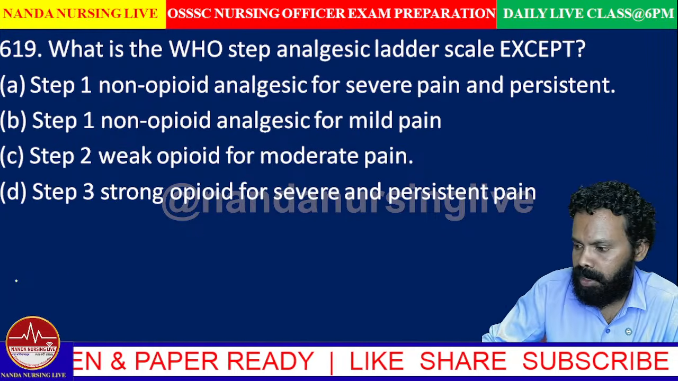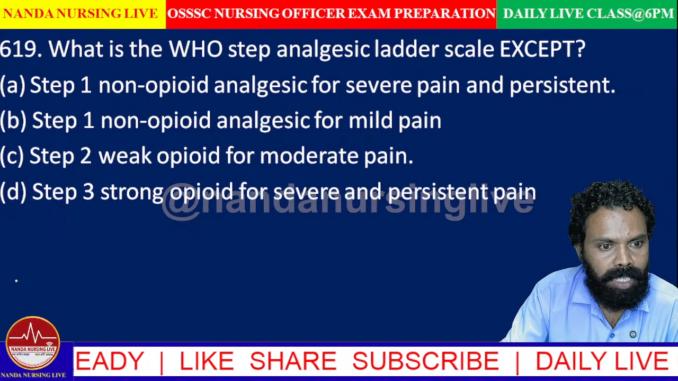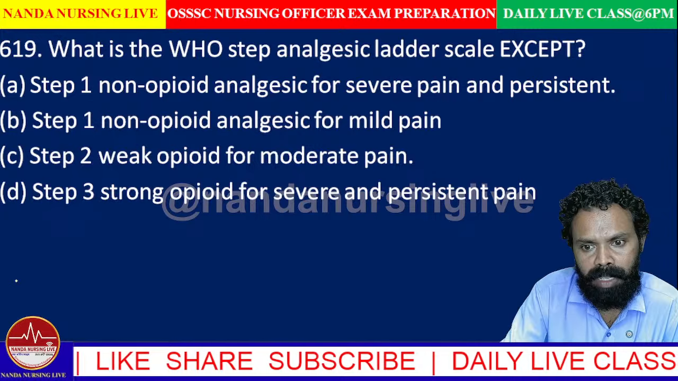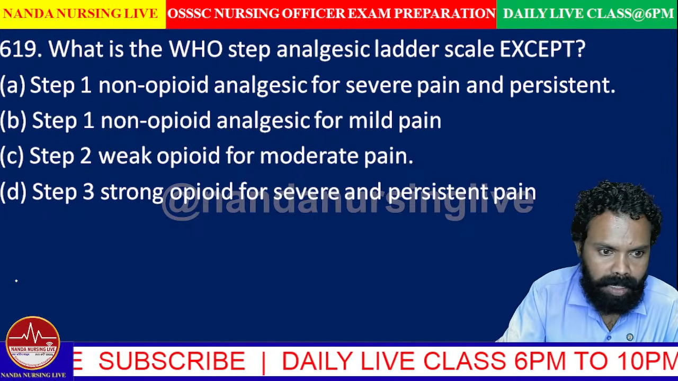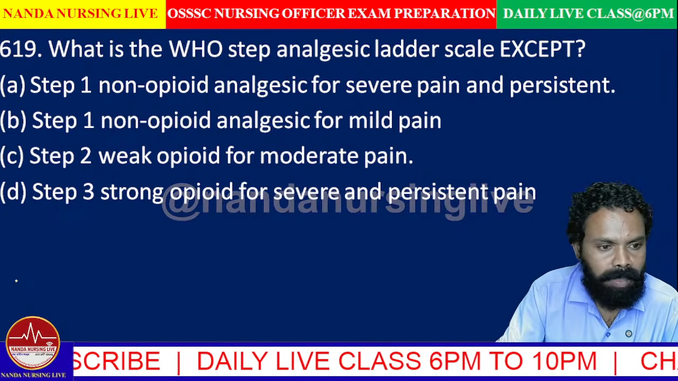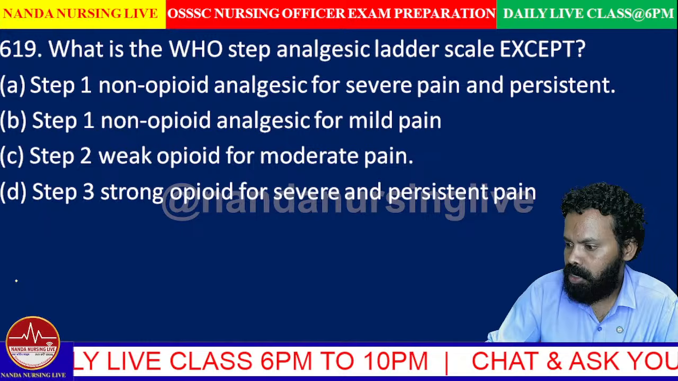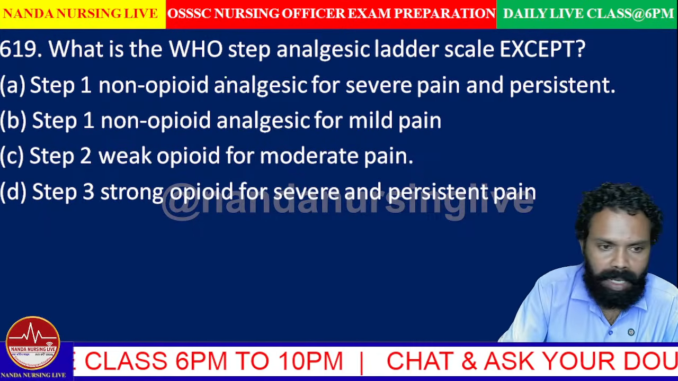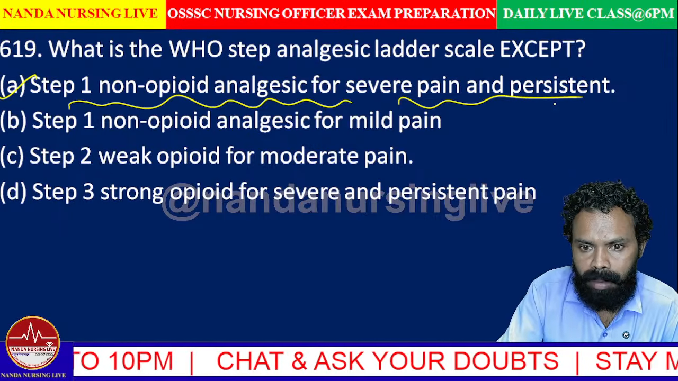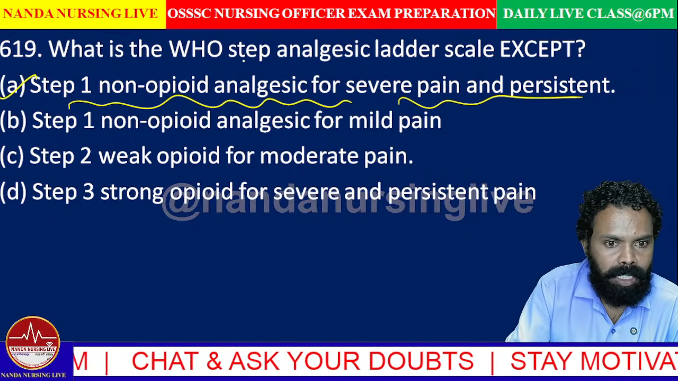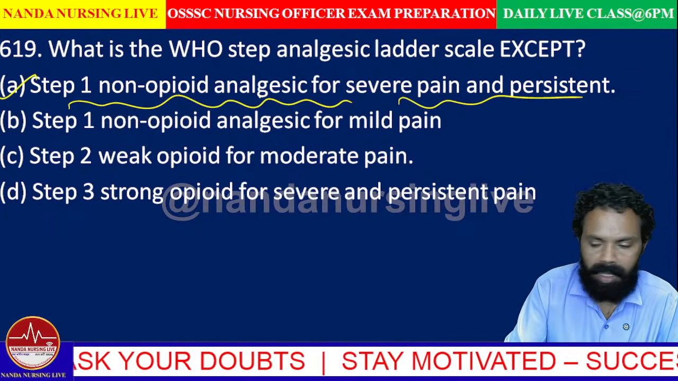Next question number 619. What is the WHO analgesic ladder, except? Option A step 1 non-opioid analgesics for severe and persistent pain. Option B step 1 non-opioid analgesics for mild pain. Option C step 2 weak opioid for moderate pain. Option D step 3 strong opioid for severe and persistent pain. So which option is the correct answer? The correct answer is step 1 non-opioid analgesics for severe and persistent pain. This is the exception in the WHO analgesic ladder, right? So option A is the correct answer.